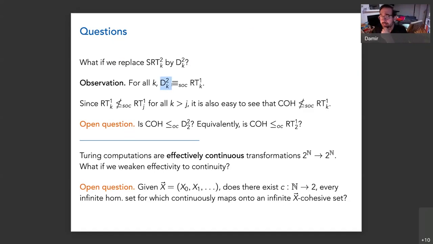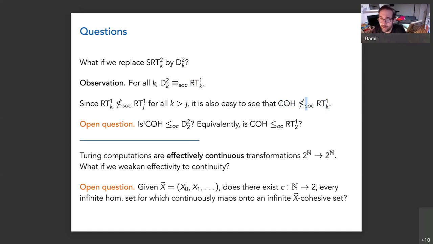So it's known that under strong omniscient computable reducibility, this D22 principle is equivalent to RT12. It's just the pigeonhole principle. There's nothing else to it. We can also see that CO is not strongly omnisciently reducible to this by that earlier result I mentioned. But if we remove the strong, then we get a fairly interesting question, which has almost no computability in it at all. It's almost entirely combinatorial.